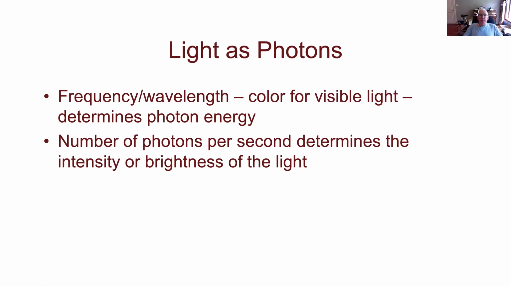The brightness of the light corresponds with the number of photons per second. I can have a red light, which has small photon energies, and I could still make it really bright. That just means I have a lot of photons coming out of it every second. Similarly, I could have a blue light where the photon energy is high, and I could still dial it down so that it was a very dim blue light. It would still have a large photon energy. There just wouldn't be very many of them.